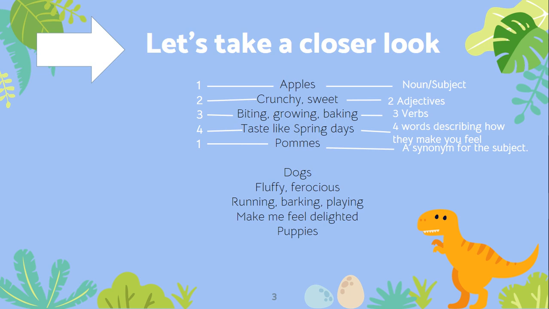You need to write a synonym for your noun. Just 1 word to finish it off, and that's it. That is your poem. So apples and plums. Plums are apples in French, which I guess it's okay. Some people call them plums anyway.